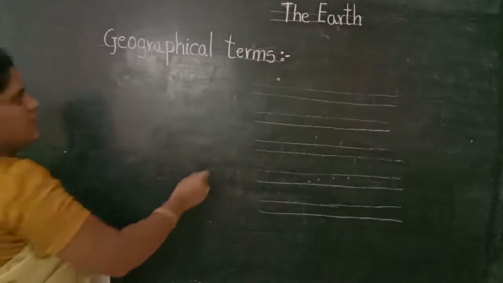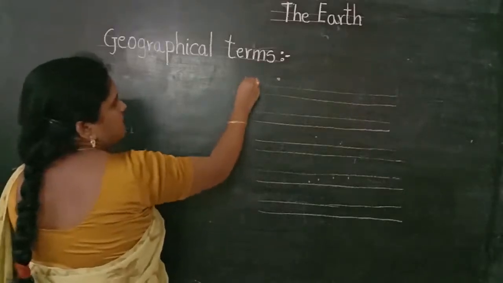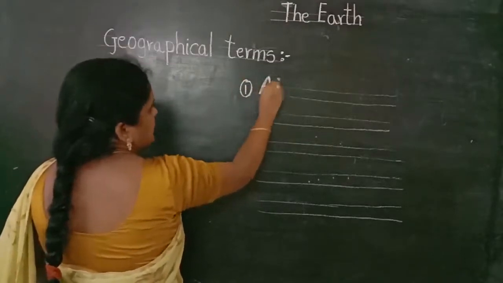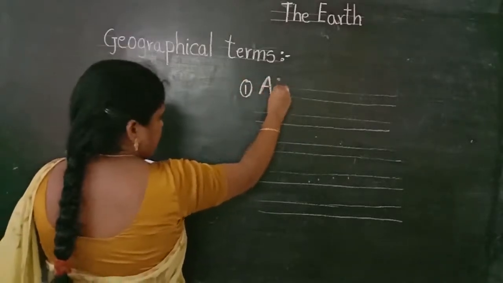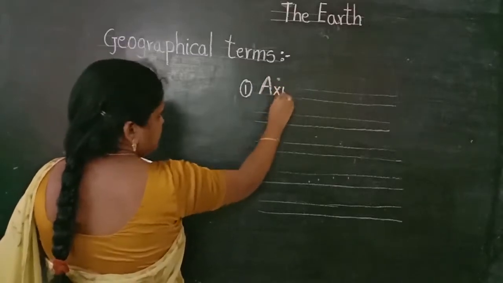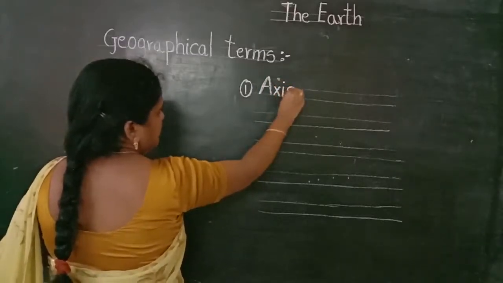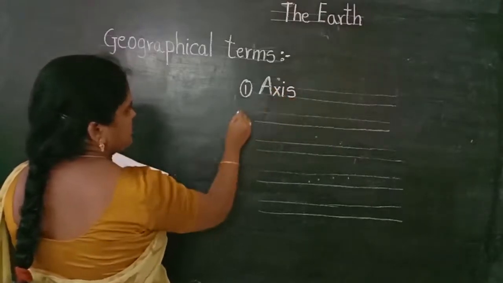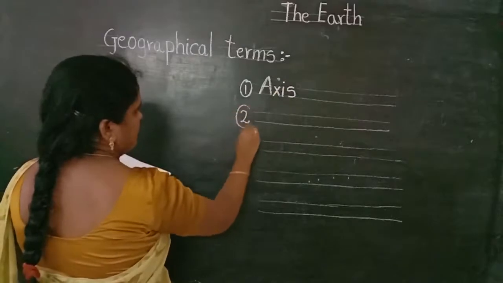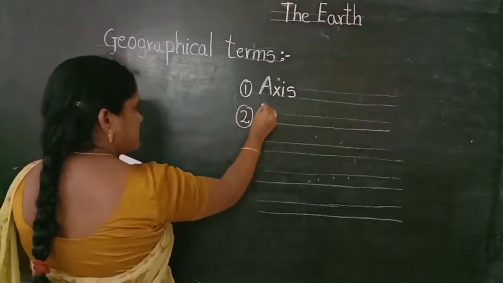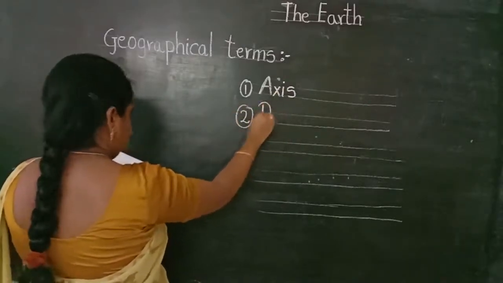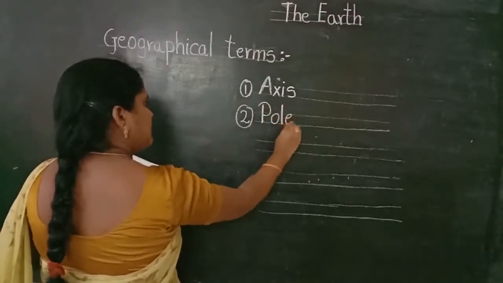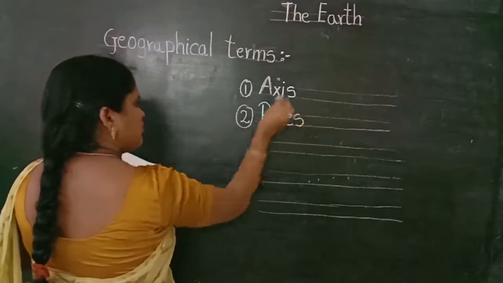First one, axis. A-X-I-S. Axis. Second one, poles. P-O-L-E-S. Poles.